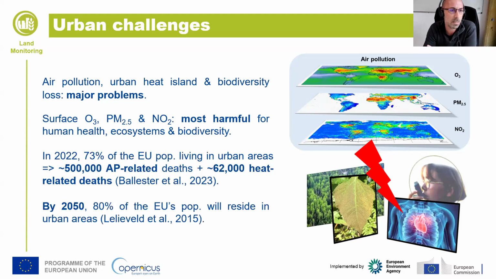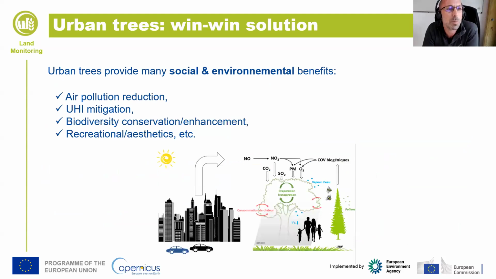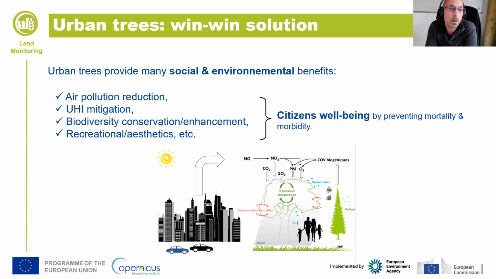By 2050, almost 80% of the population in Europe will live in urban areas, leading to more than 7 million deaths. As you know, urban trees can provide many social and environmental benefits, like air pollution reduction and urban heat island mitigation, but also biodiversity conservation and recreational and aesthetic benefits, all of them leading to citizen well-being, and also preventing, for instance, mortalities and hospital admissions for cardiovascular and respiratory disease mainly.